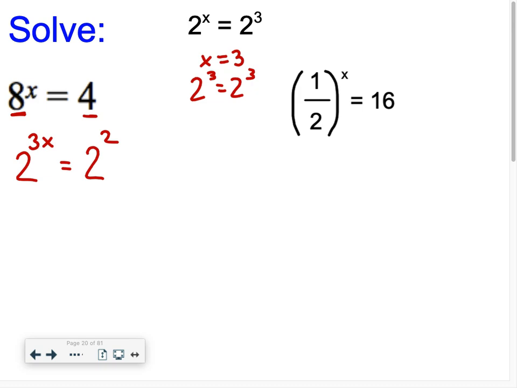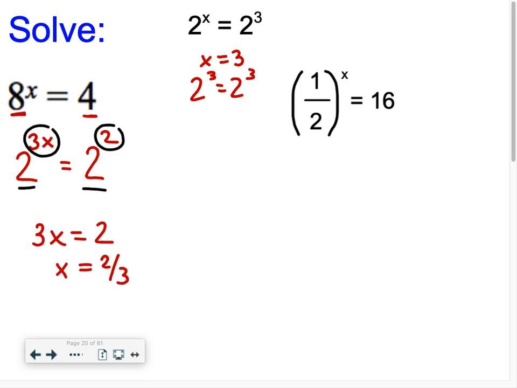Okay, and how is that helpful? Well, again, now that these bases are both 2, like a base of 2 and a base of 2, I know that their exponents have to be equivalent. So now I can just say, well, 3x equals 2, and then divide both sides by 3, so I know x is 2/3. And obviously you can check your answer. If you go back up here and do 4 to the 2/3 on your calculator, you should get 8.